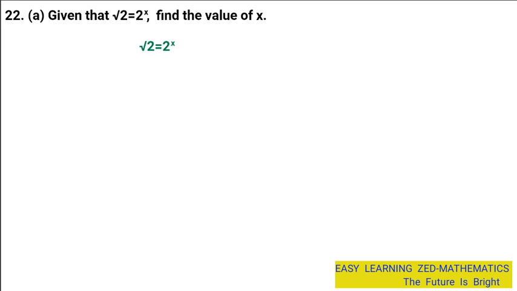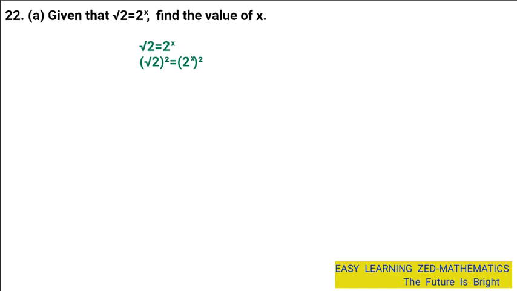Okay, so the first step we're going to do is square all these numbers so that we have a whole number where we have a square root of 2. So we're going to square the square root of 2 raised to the power of 2, which is equal to 2 raised to the power of x, squared. Okay, all right, once we have done this, we have squared all the terms on both sides.